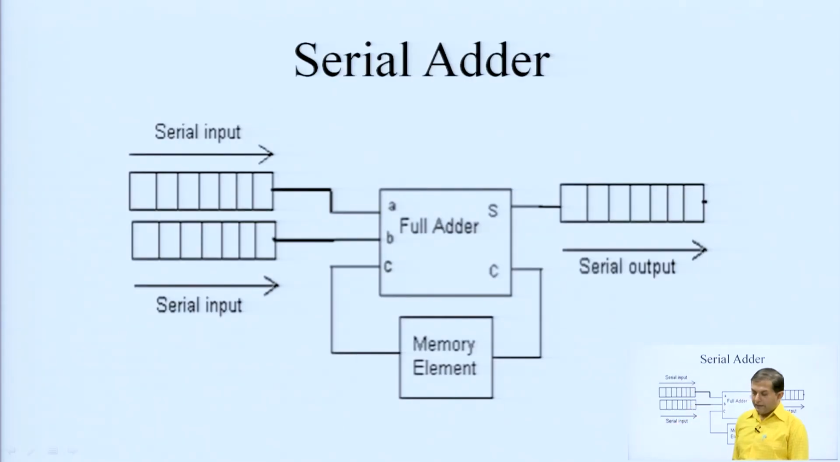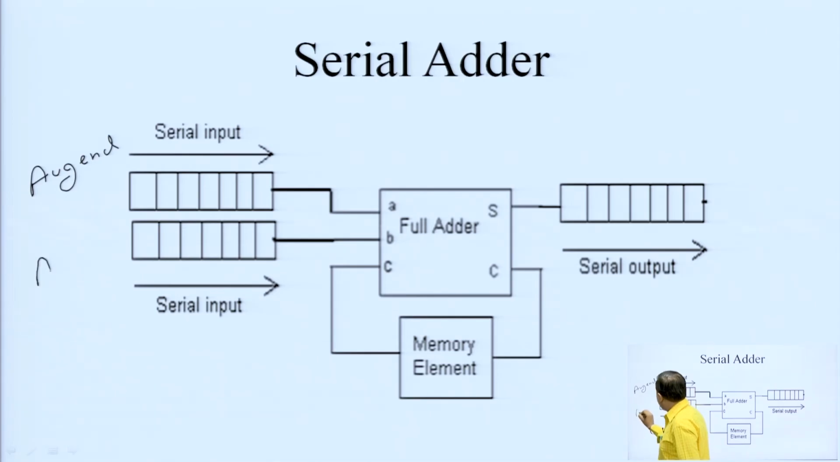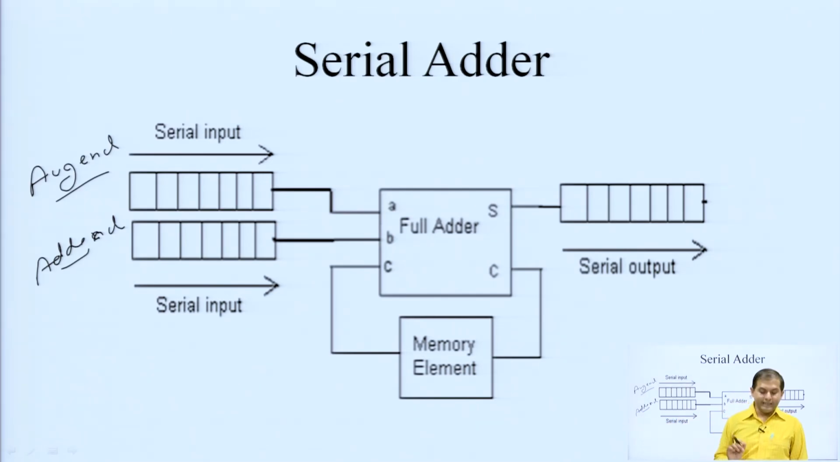Now, next on the list we have the serial adder. Till now we were doing addition in parallel. Now, serial means one by one. Here these are the inputs; we can write that this is the augend and this is the addend. Same as the previous one, but now we are going to add serially.